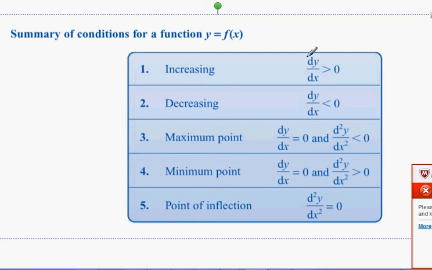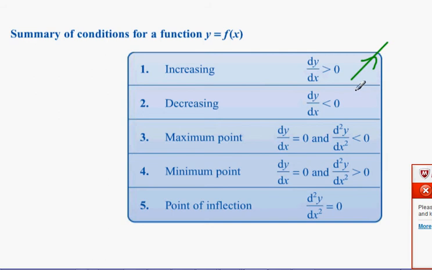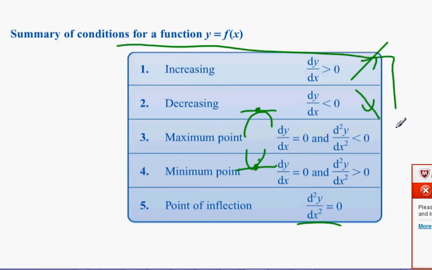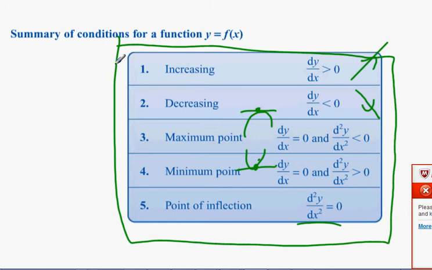To sum up, it's increasing when the first derivative is bigger than 0, positive slope. It's decreasing when it's negative, a negative slope. A maximum point is when there is no slope, and it's a turning point for both of them. The difference between a maximum and a minimum point is that for a maximum the second derivative is less than 0, and for the minimum point the second derivative is bigger than 0. A point of inflection is where the second derivative equals 0. You need to learn these off by heart. They are not in your tables. Learn them off by heart.